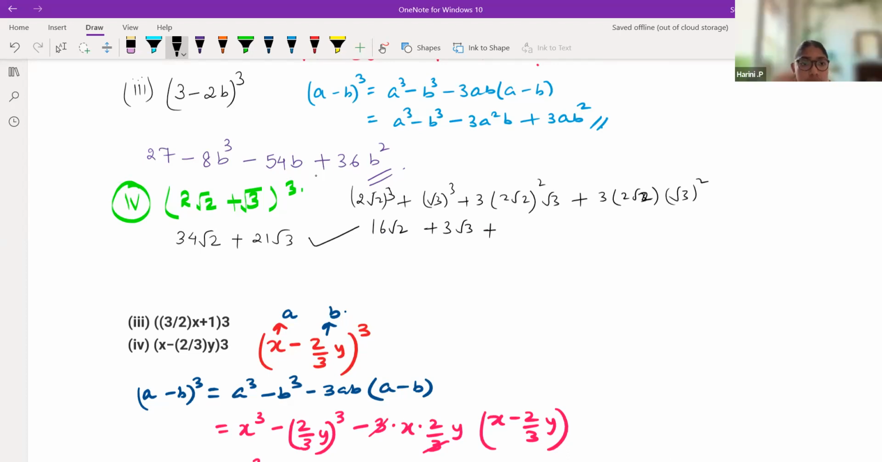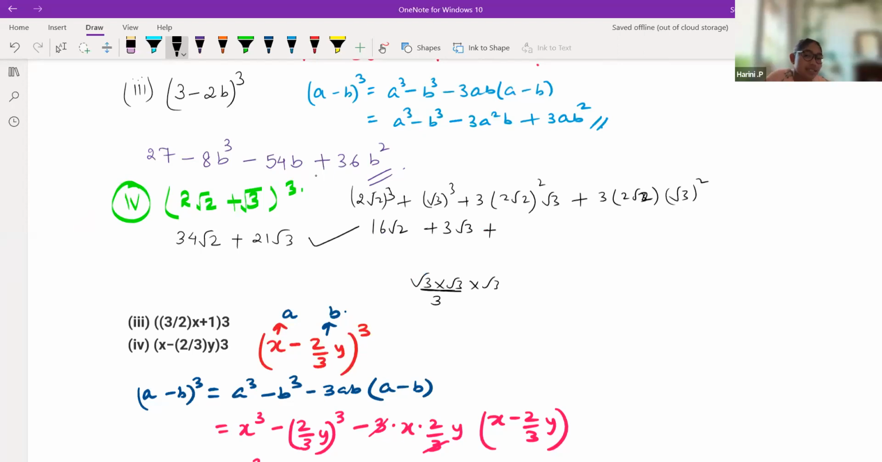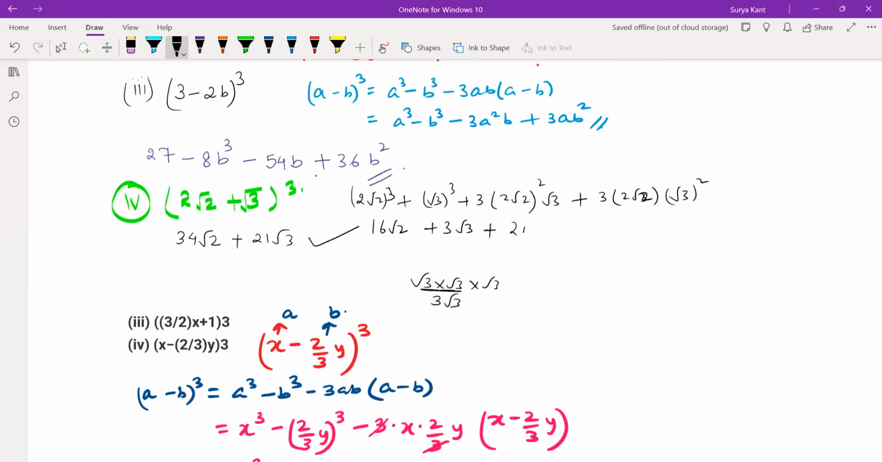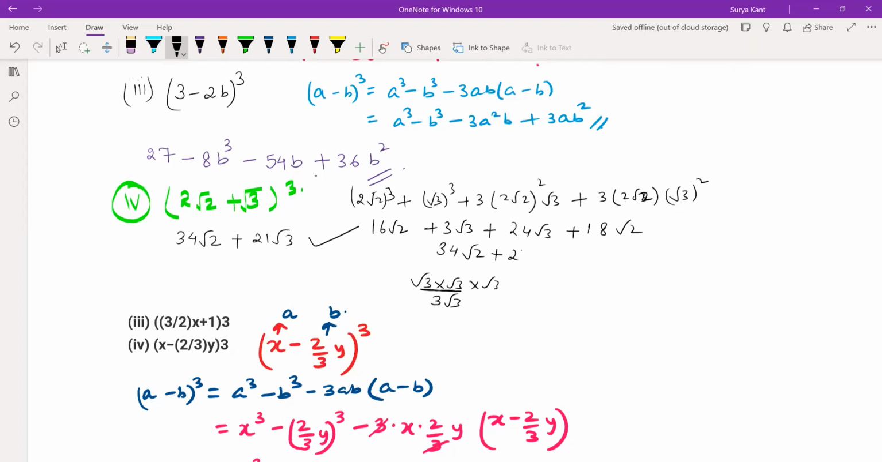Sir, you wrote 3 root 3, right? Isn't it 9 root 3? 3 root 3 over here. Root 3, root 3, root 3, 3 times if you do, what will come? Check. Okay. Yes, sir. 3 root 3, right? Yes, sir. Again, this one. Root 2 square is 8, it's 24 root 3. Again, plus 3 to the 6, 6 3 is 18, 18 root 2. So the answer is 18, 28, 34. So then it's 34 root 2 plus 15 root 3.